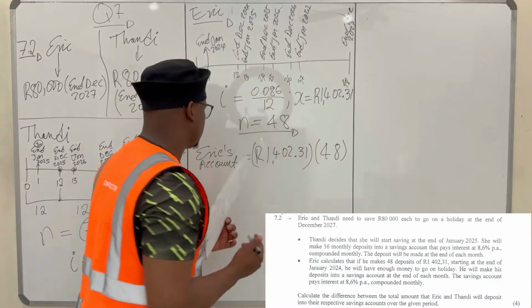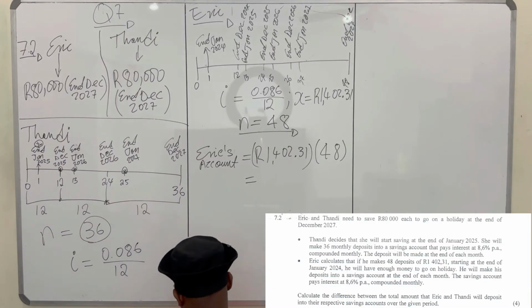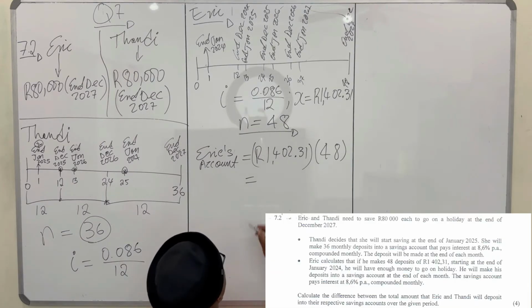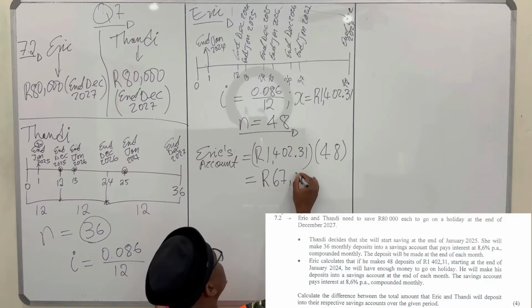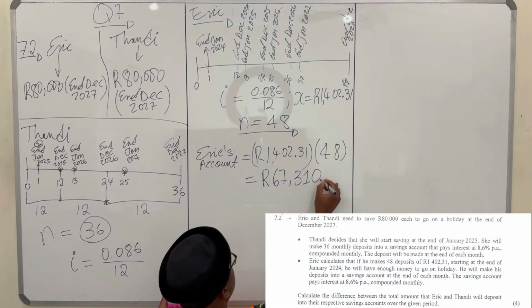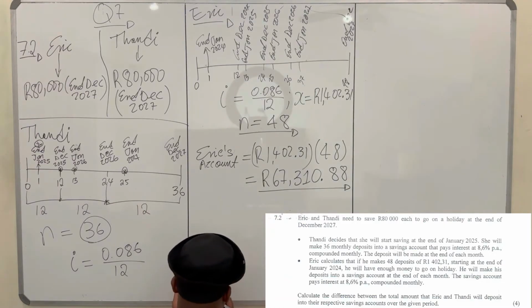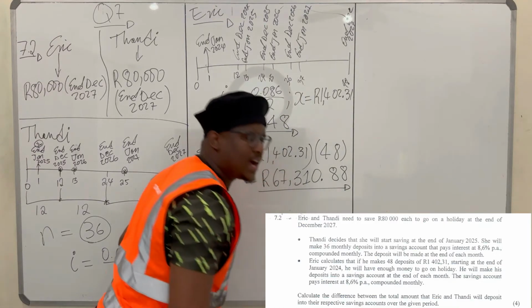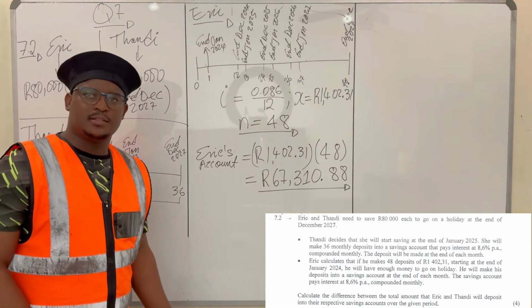Right? Let's do that. Say 1,402 rand 31 cents times 48. We get that Eric deposited a total of 67,310 rand 88 cents. So this is the total that Eric deposited into his account. He deposited this much after 48 payments.